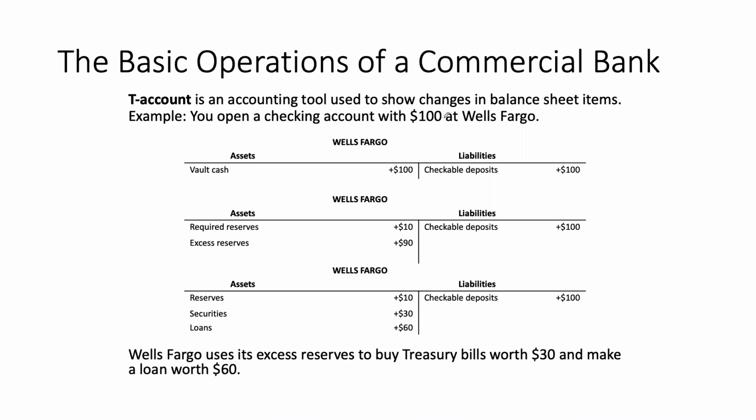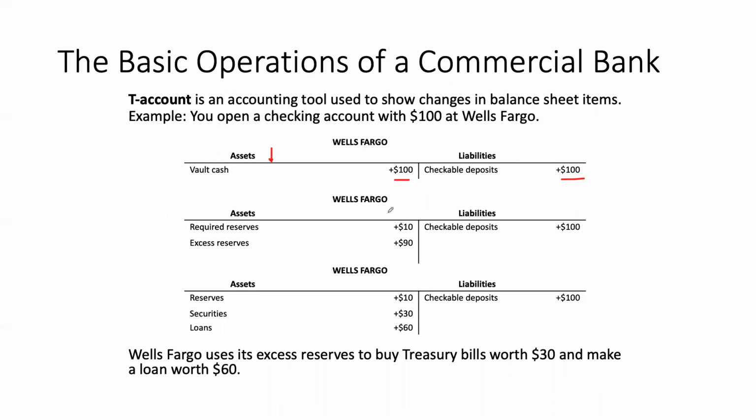So suppose someone shows up at Wells Fargo with $100 in their hand and they want to make a deposit, right? So as soon as the $100 comes into the bank, you credit both the assets and the liability side. So on the asset side, vault cash goes up by $100, and on the liability side, checkable deposits go up by $100, right? Now, Wells Fargo doesn't have to hold all of this $100 at the bank.